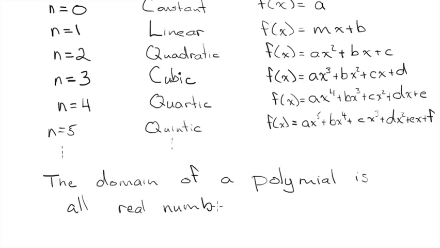So we could sub in any number for x into any of these functions, and it would be okay. We'd get a number. So the domain of any polynomial is the set of all real numbers. So that would be the set of all x such that x is a real number. That's your domain.